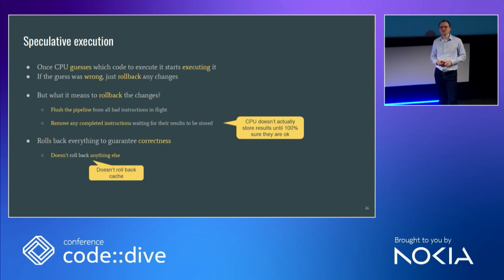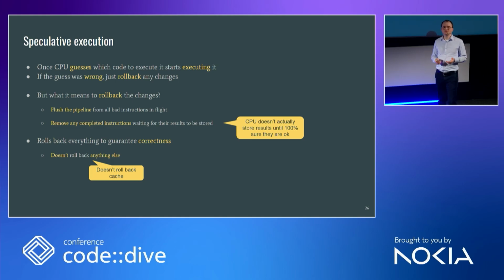Okay, but once the CPU guesses where the control flow will go, it won't just sit idling its thumbs. It will start executing those instructions. But of course, those might be the wrong instructions. This might have been a wrong guess. And in this case, the CPU will just roll back. So what does it mean to roll back the execution?